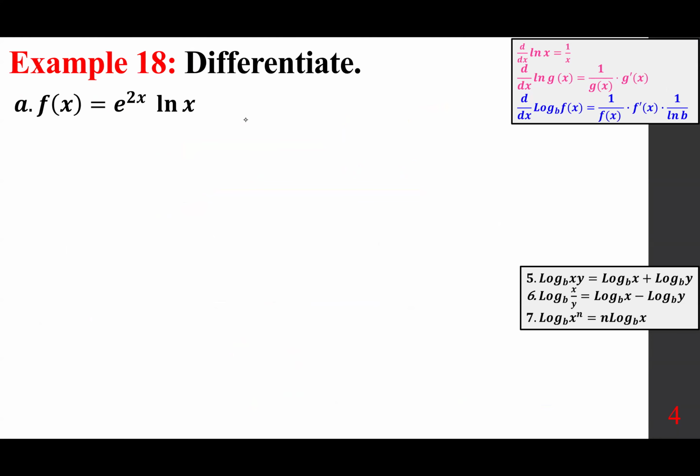We're going to differentiate, and we notice it's the product of e to the power of 2x times ln x, therefore f times g, therefore we are going to use the product rule, everybody.